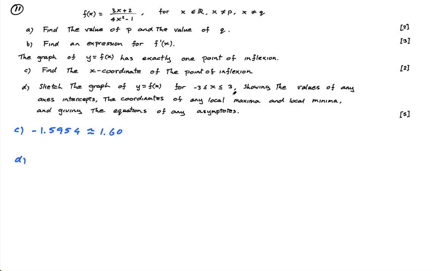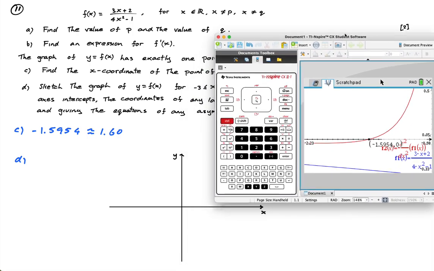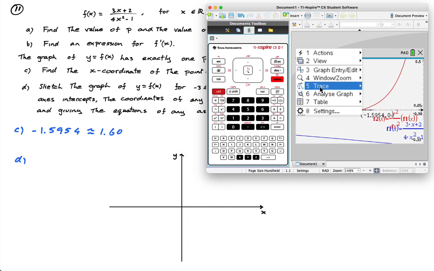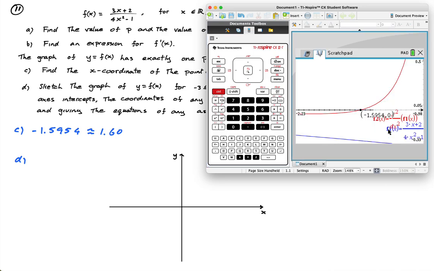D. Sketch the graph of y equals f of x for -3 to 3, showing the values of any x-intercepts, the coordinates of any local maxima and local minima, and giving the equations of any asymptotes. Okay, so first and foremost, let's get a set of axes. Let's call this x, and we'll call this y. Now I have the graph here. Let's just zoom out again. Let's try zoom fit.